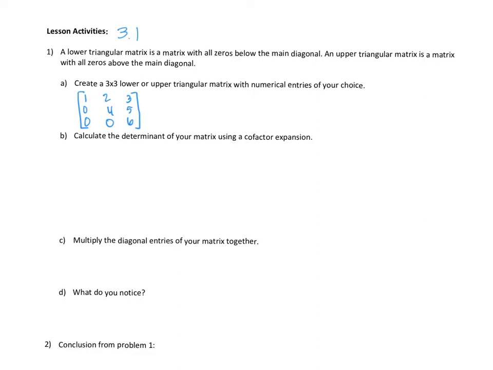All right, so for that 3 by 3 triangular matrix, we want to calculate the determinant using a cofactor expansion. The easiest expansion to do would be across the bottom row because of the 2 zeros, or the first column, whichever one you prefer. They both have 2 zeros. I actually am going to do the first column because that 1 makes things nice and easy. So I'm going to do a cofactor expansion down the first column.